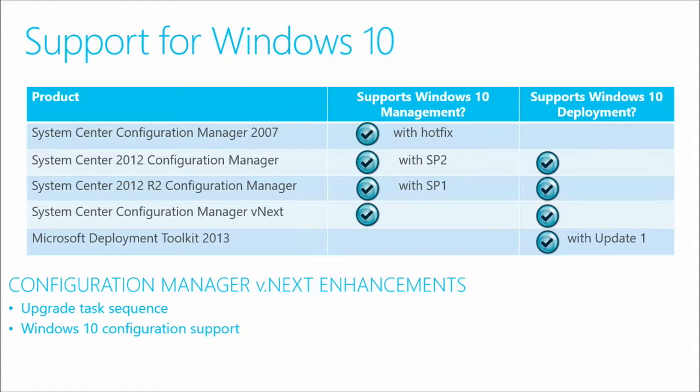So you'll certainly be able to manage and deploy Windows 10 using those existing releases. The vNext version of Config Manager, which will be out later this year, adds the upgrade task sequence template that we talked about before and some additional Windows 10 functionality. So you'll want to start thinking about deploying that later this year. But if you do want to do Windows 10 in the near term, you can certainly use your existing releases. You just need the necessary service packs and updates.